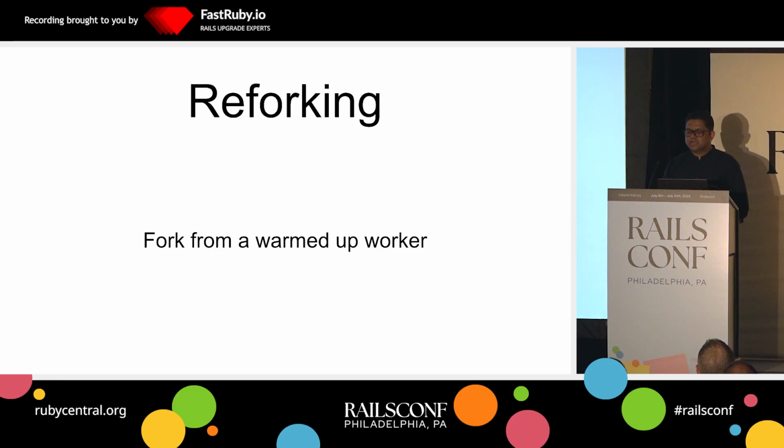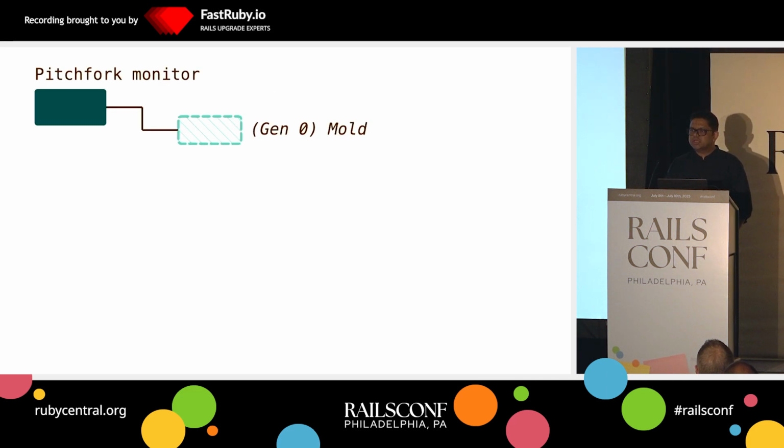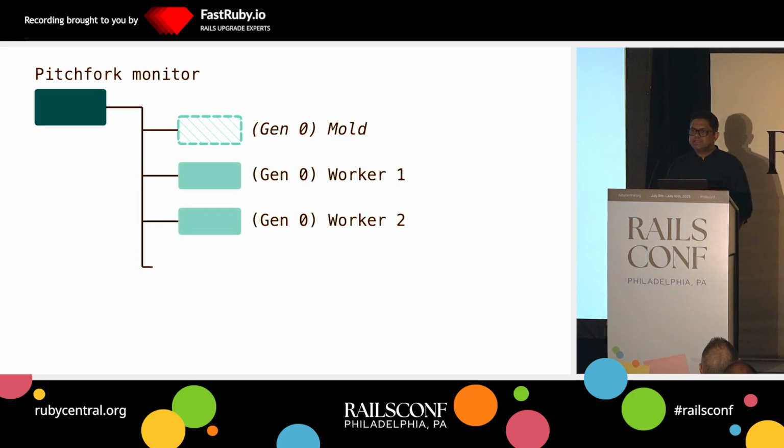Reforking is a core idea of Pitchfork. Once a worker is fully warmed up, it's a perfect template for new workers. Instead of forking from the cold master, Pitchfork can promote a hot worker to become a new mold and fork new pre-warmed workers from it. When reforking is enabled, Pitchfork forks a Gen 0 mold which boots your application. Then the workers are spawned from the mold.